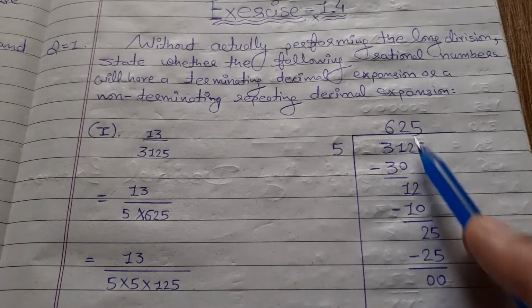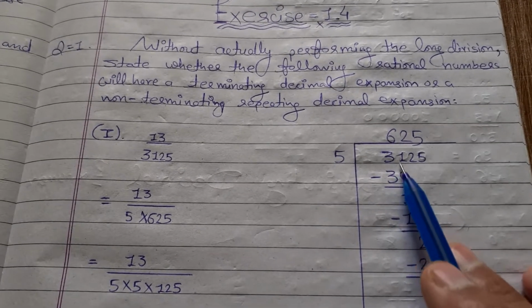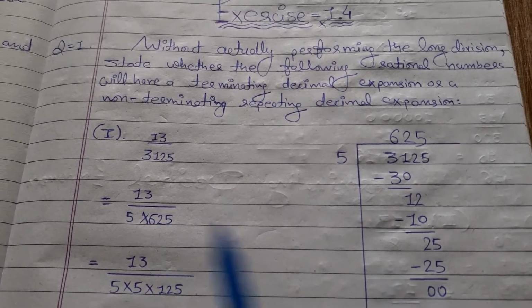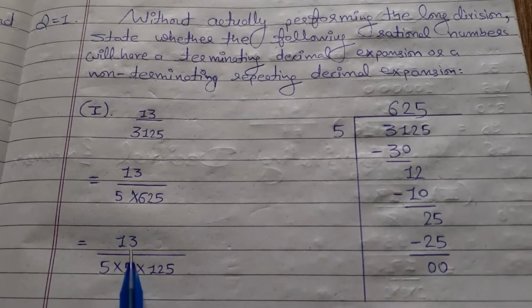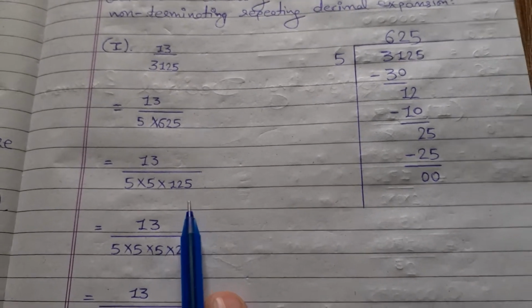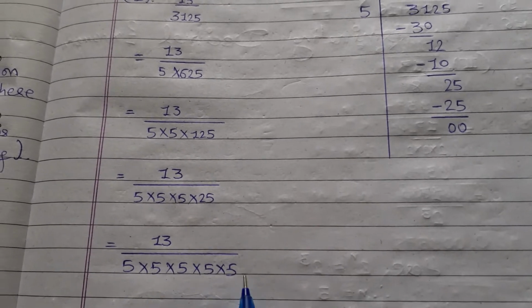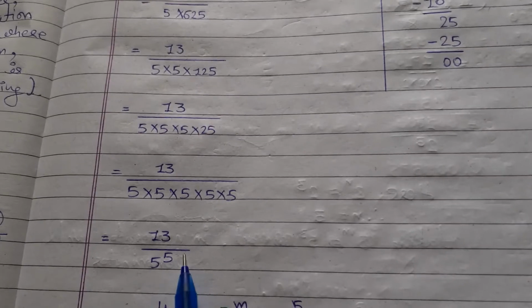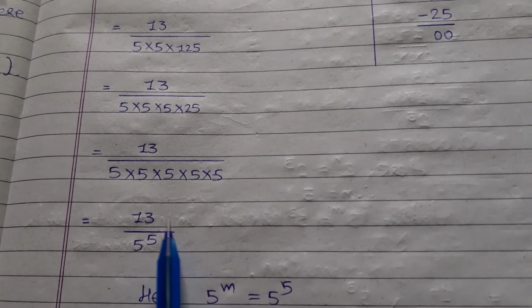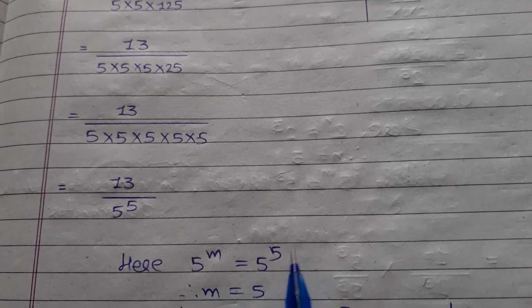For the understanding of the students, I have done this simple division. So 625 into 5, that is 3125. 125 into 5, that is 625. 25 into 5, that is 125. 5 into 5, that is 25. So 5 times 5 is multiplied and we are getting 3125. So we are getting 5 raised to 5, or the exponent of 5 is 5. So the form of 5 raised to m is 5 raised to 5.